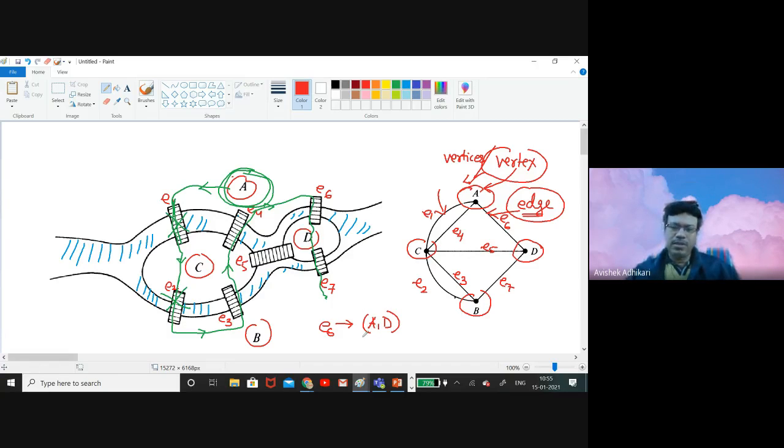Now you can think of which one you should write first. Shall it be AD or DA? In this graph, since we are not concerned with direction, because here there is no direction mentioned, these two notations are equivalent. That means AD and DA, both of them represent E6.